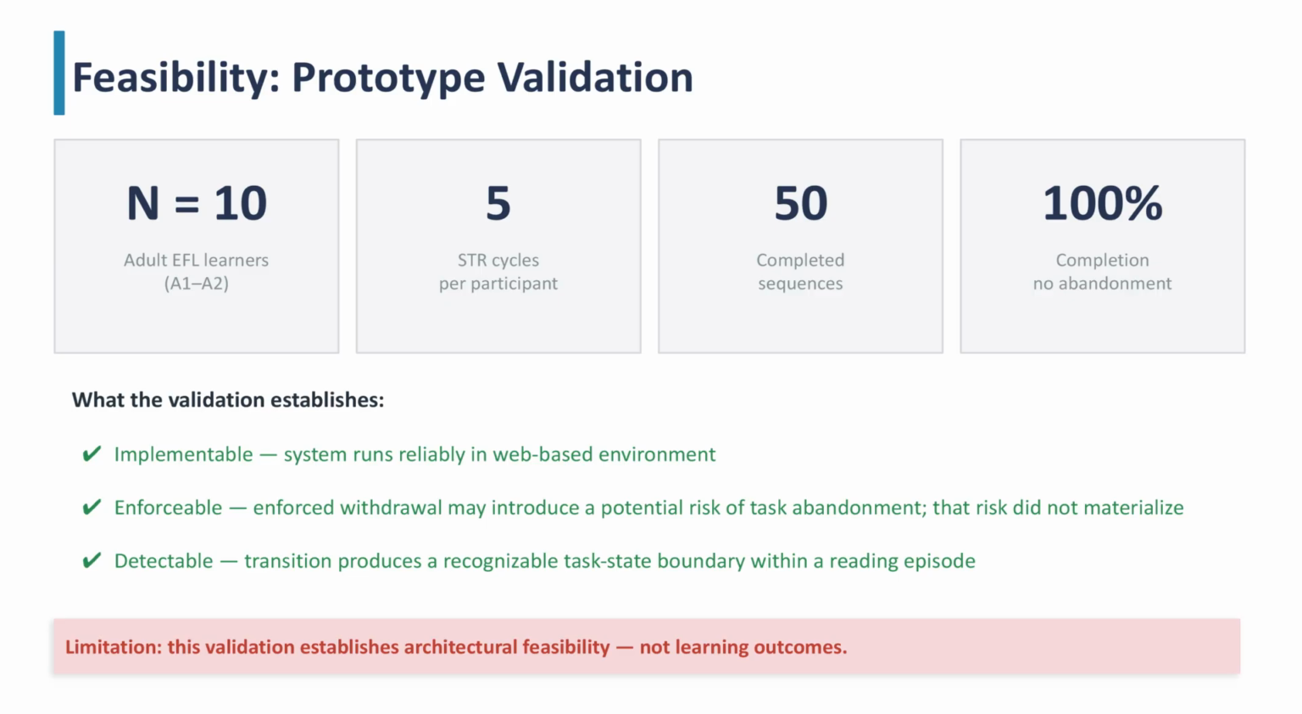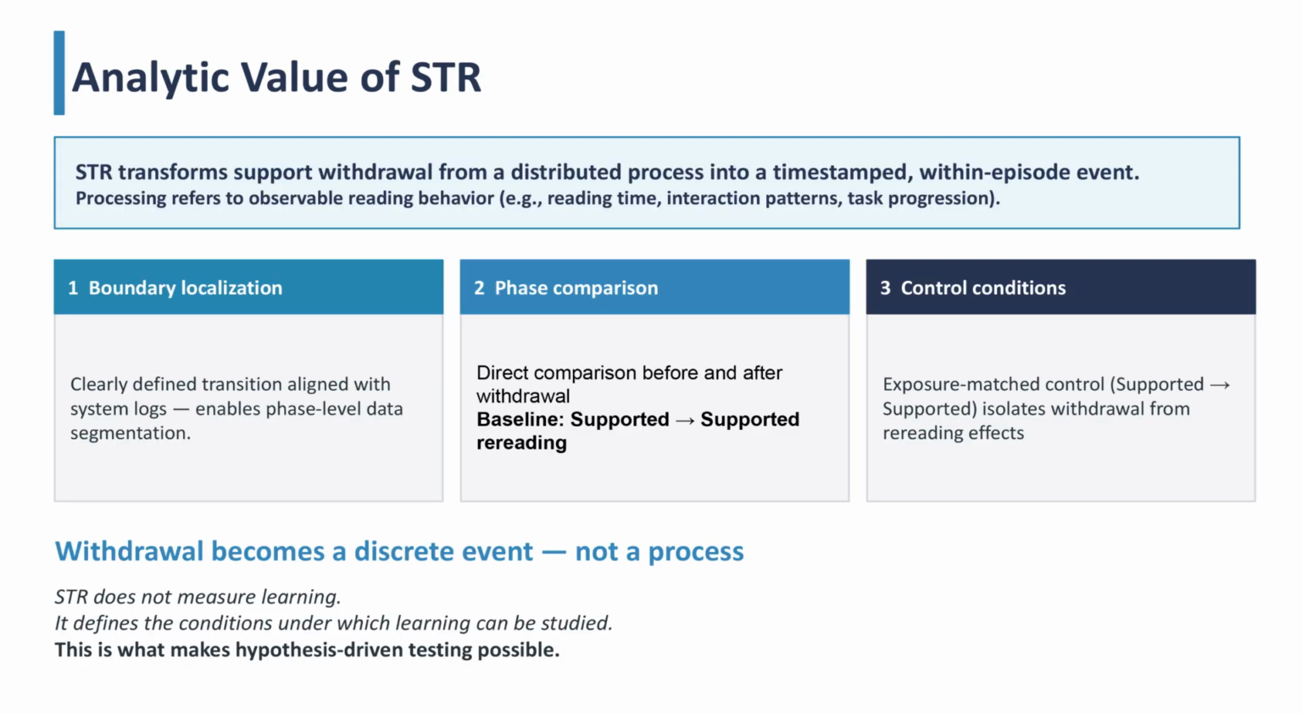The transition was consistently enforced and functioned as a detectable boundary within the task. This demonstrates 3 things: the architecture is implementable, enforceable, and observable at the task level. It does not demonstrate learning outcomes. It establishes protocol feasibility. The key contribution is analytical.